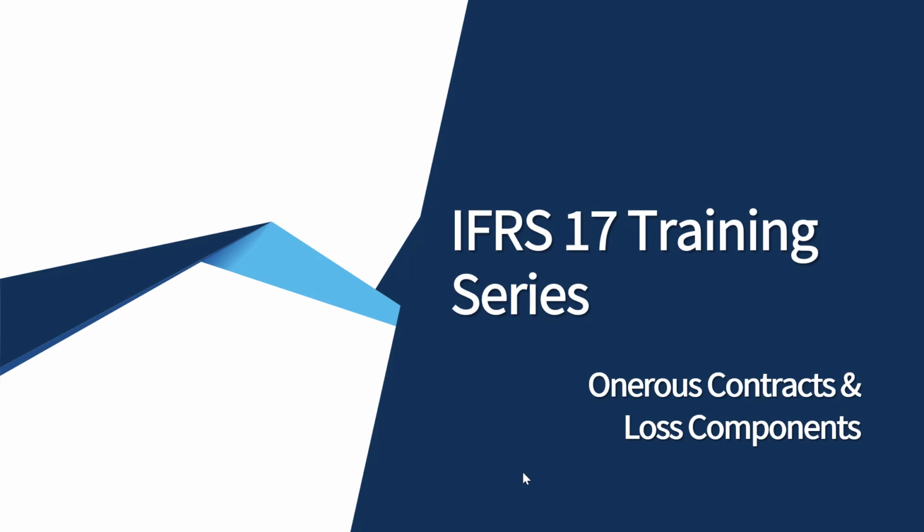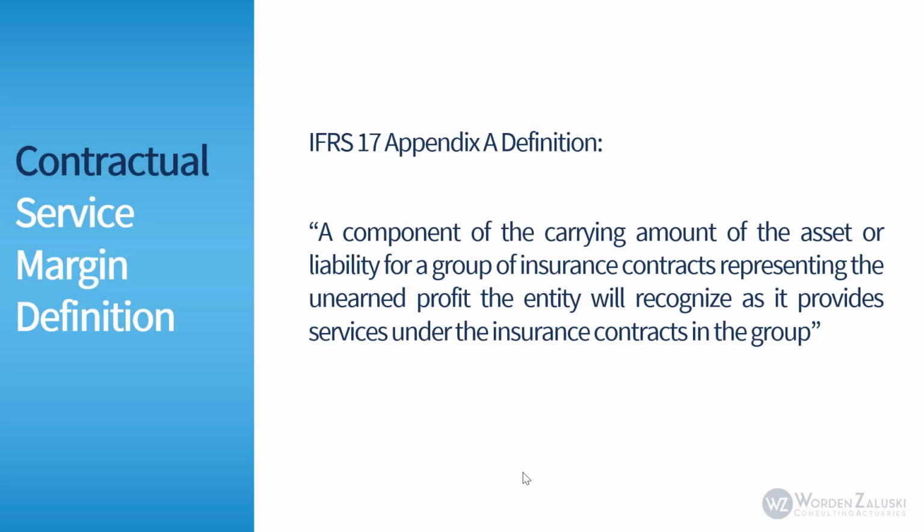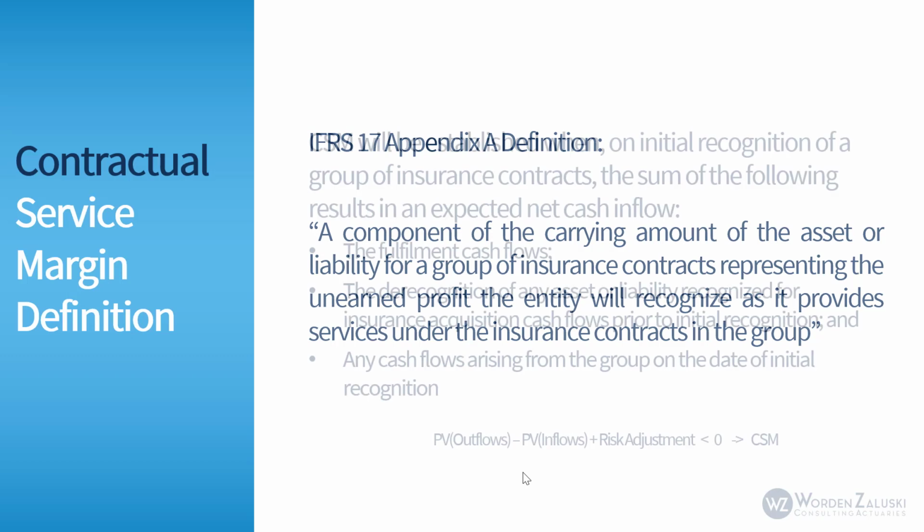In this video, we will cover onerous contracts and loss components. First, we'll start off with a reminder of the definition of a contractual service margin. IFRS 17 defines the CSM as a component of the carrying amount of the asset or liability for a group of insurance contracts representing the unearned profit the entity will recognize as it provides services under the insurance contracts in the group. Or in other words, the CSM is just the unearned profits for a group of contracts.